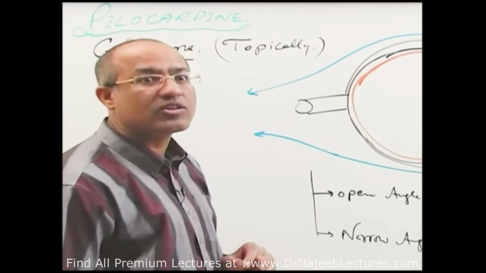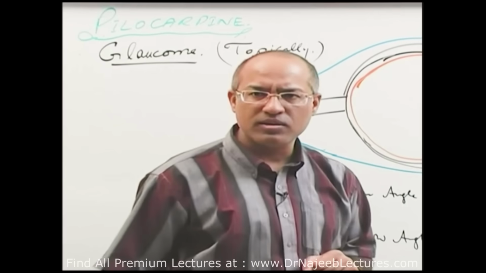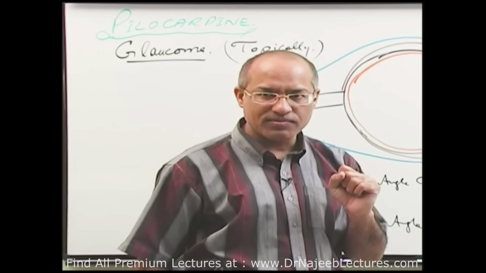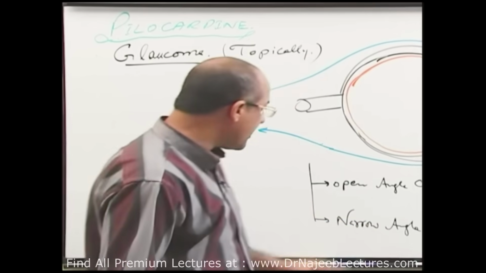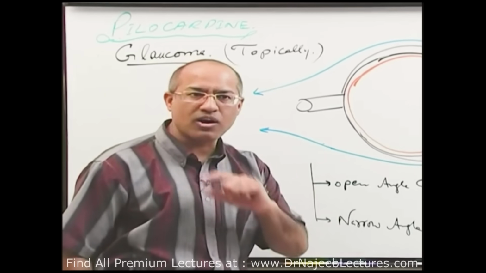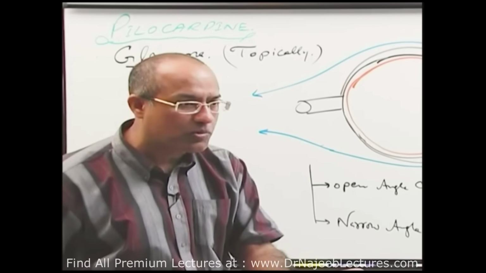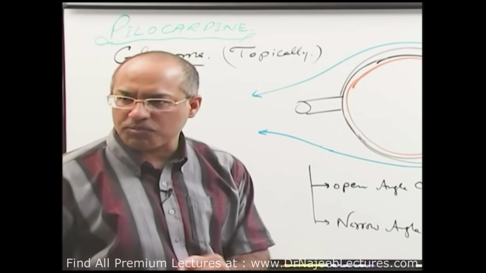But pilocarpine is also very well known for use in acute cases of narrow angle glaucoma. Now first of all, I must tell you what is narrow angle. Then I will tell you what is narrow angle glaucoma. And then I will tell you how pilocarpine works.